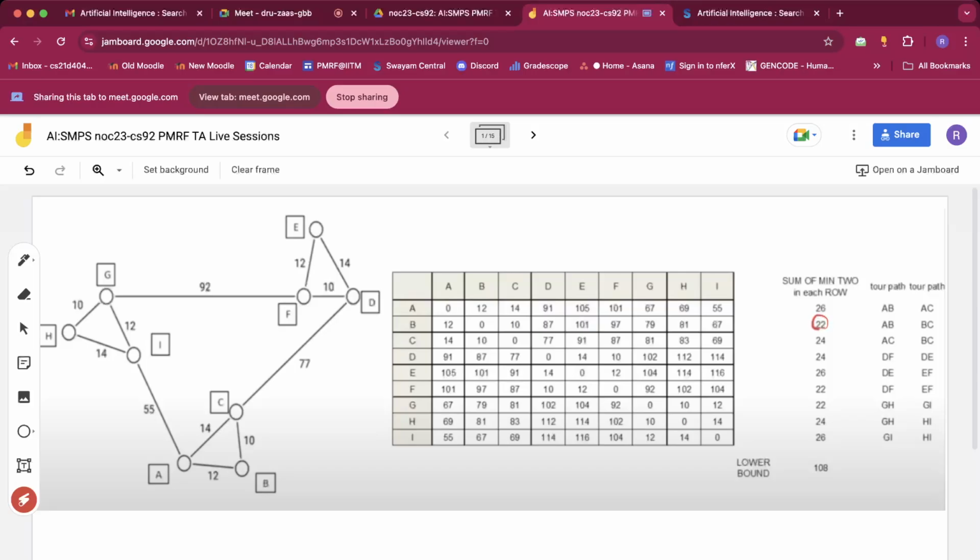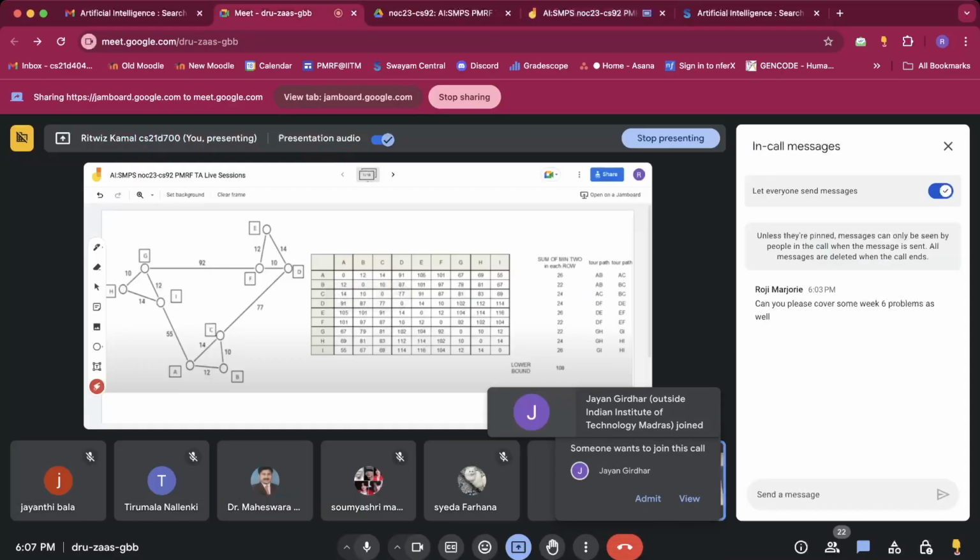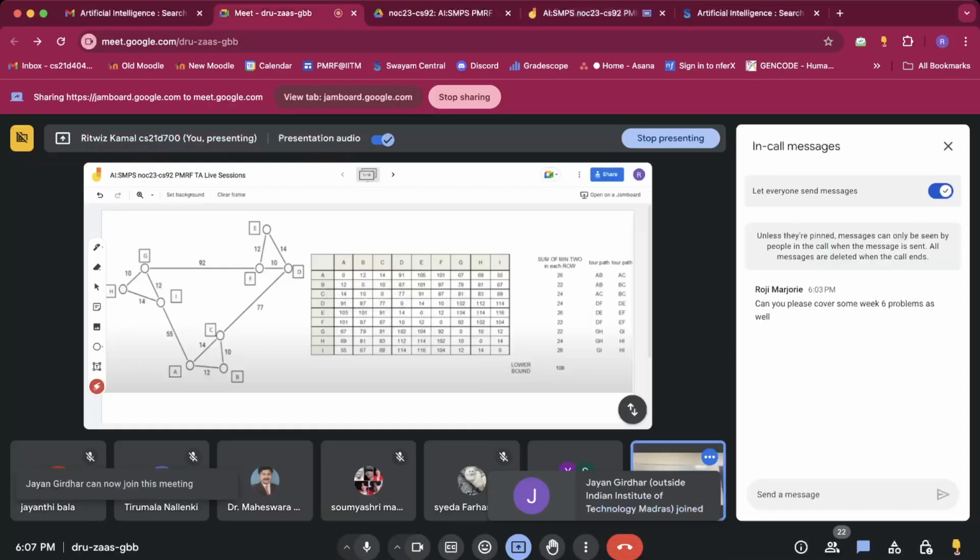We again write those down, and we do this for all the rows from A, B, C, D up to I. So we get a list of the minimum two edges in each of the rows. What we'll do is sum these up and then divide by 2, because if you think about it, we are counting each edge twice. So we divide the sum by 2, and that will give us the lower bound. I hope that was clear. Any doubts in this question?